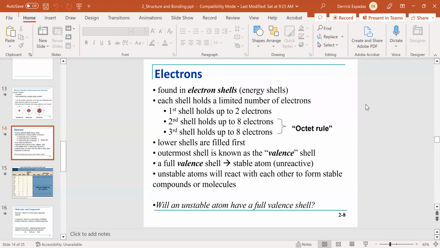So will an unstable atom have a full valence shell? No, because a stable atom has a full valence shell. An unstable atom does not until it reacts with some other element, some other atom, to form stability by becoming a compound or a molecule.